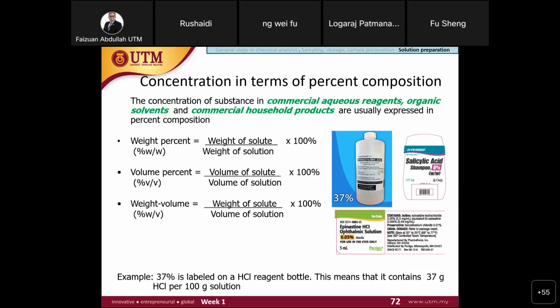If the percentage of hydrochloric acid is weight by weight, so 37% labeled on the HCl reagent bottle, it means 37 gram HCl per 100 gram of solution. If it is volume by volume, it is a similar way to calculate it. So 10.62 ml, 10.63 ml, approximately that amount, right? Same. Okay, so you got the answer. You know how to calculate it?